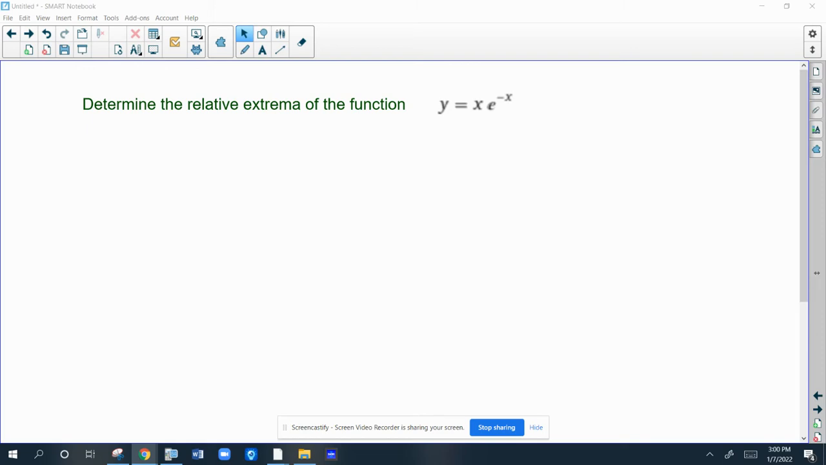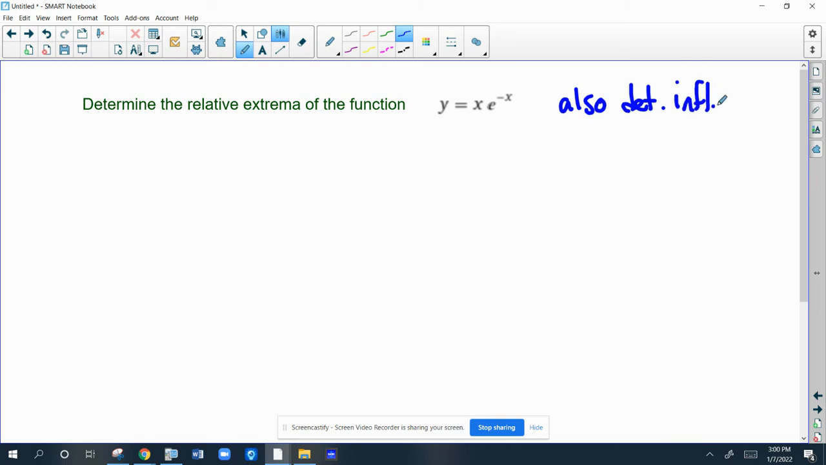All right, so here are some familiar applications of differentiation, but these will involve a function that has an exponential in it, and we're going to determine the relative extrema of this function. Also, I think we should do concavity, which I forgot. So also we'll determine points of inflection. So first we'll focus on the relative extrema.